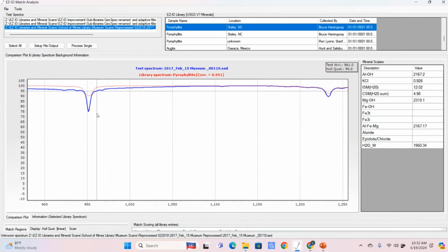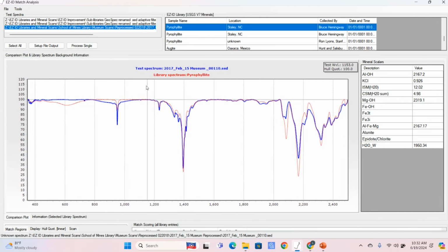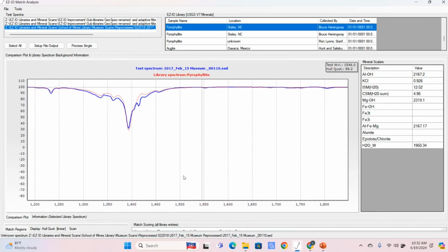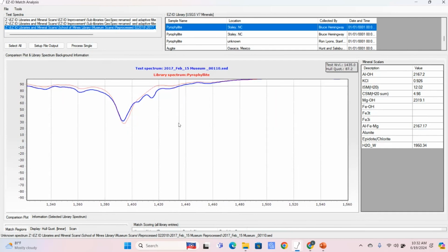The first area is this 900 nanometer feature. Your 950 feature is a lot more sharp and defined, but you also have these small extra features here. Zoom out and go into our 1400 nanometers OH region. Let me zoom in a little bit more. You can really see here the extra resolution. This is about 1405, 1415 nanometers, so these are two extra regions of interest.